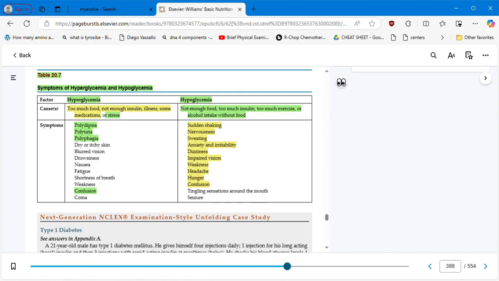And then the patient with hypoglycemia is going to be shaking, with nervousness, cold sweating, anxiety and irritability, and palpitation is going to happen also because they feel that the sugar is going down. That's why they start shaking. Dizziness, impaired vision, headache, hunger, confusion as well.